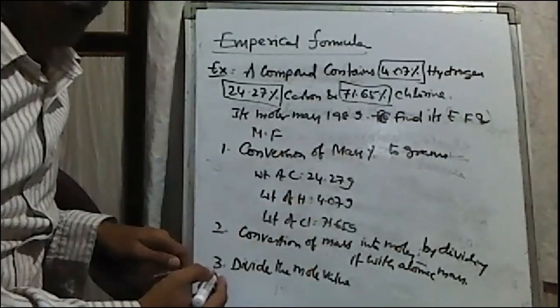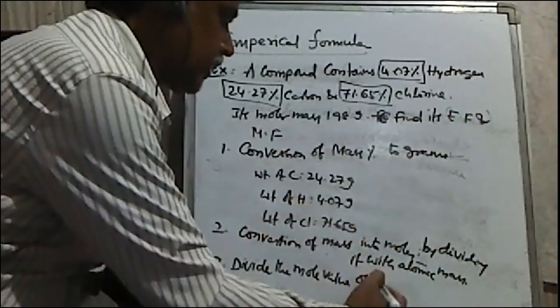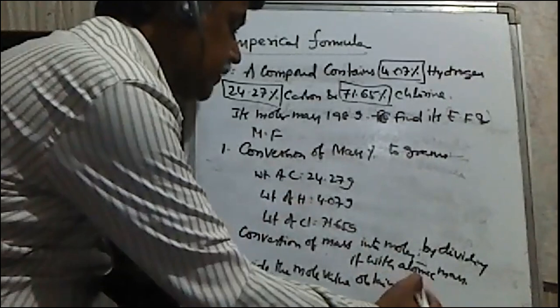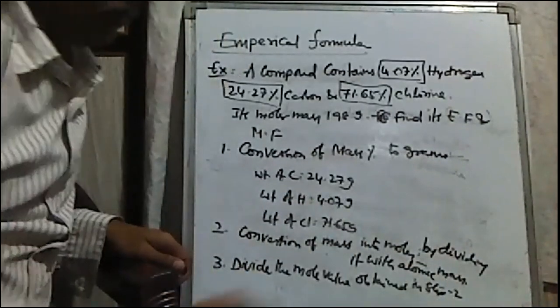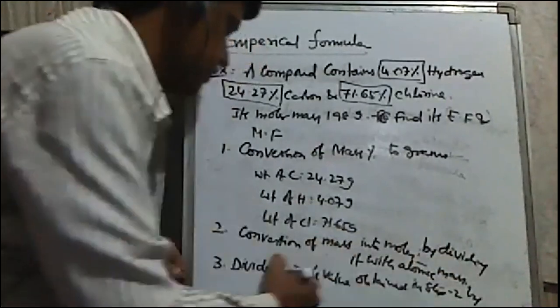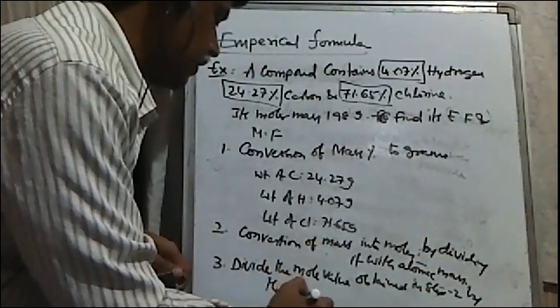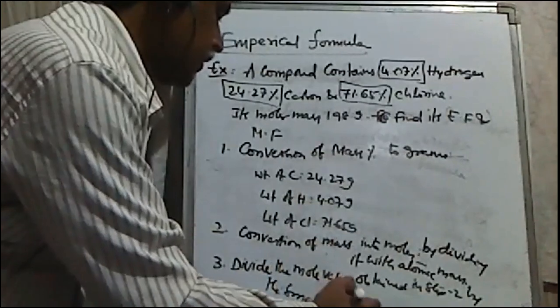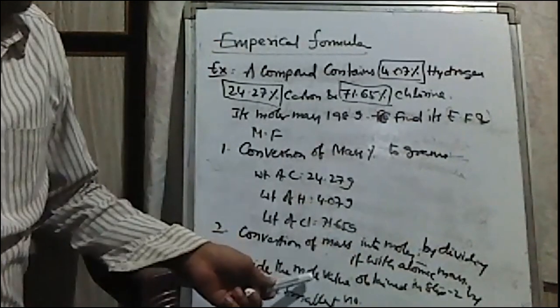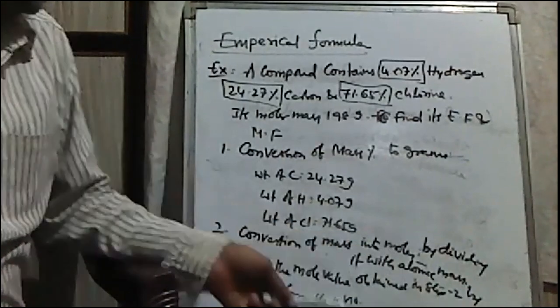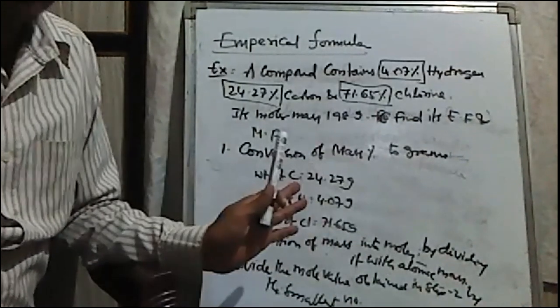Divide the mole values obtained in step 2 by the smallest number.